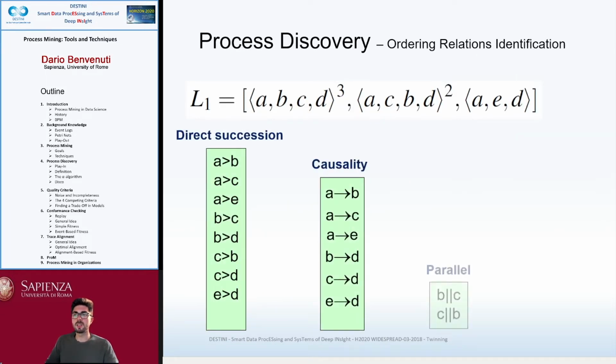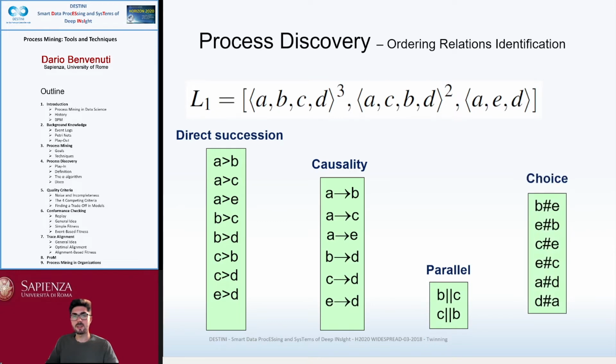And here, for example, we can see some of the ordering relations that we just saw in a particular log consisting of these traces. We can see that, for example, there is a direct succession between A and B, and there is a causality between A and B, there is a parallel between B and C, and there is a choice between B and E. And you can easily see all these relations in the log.